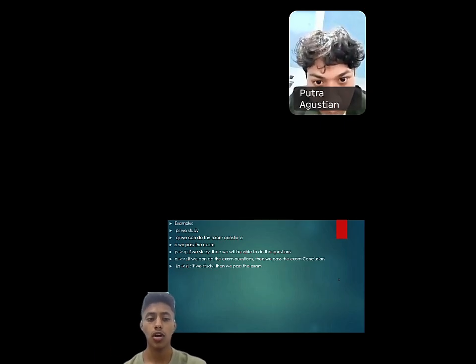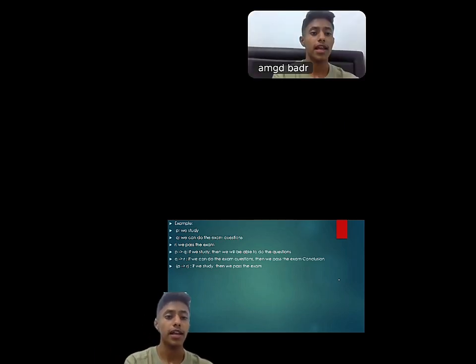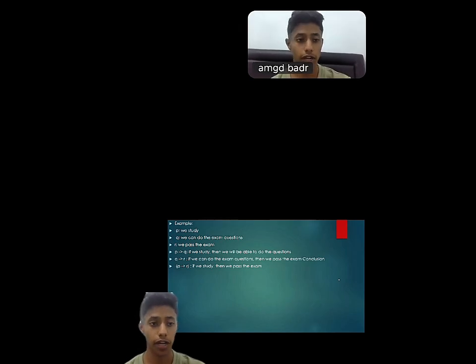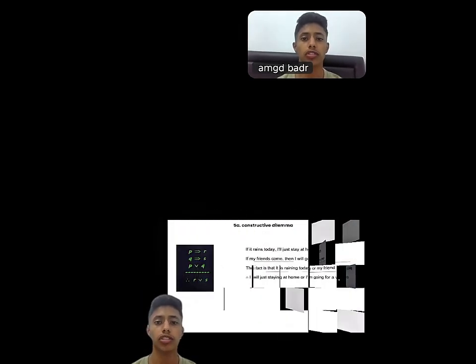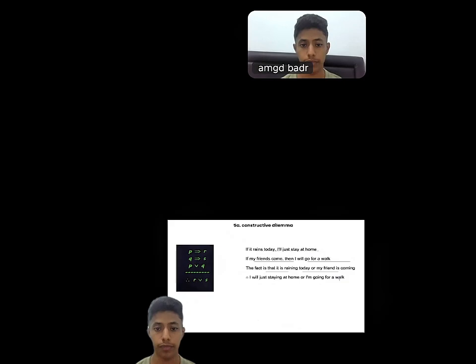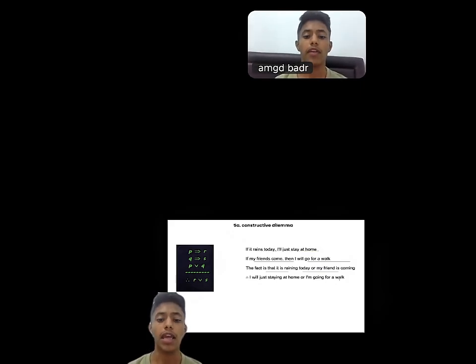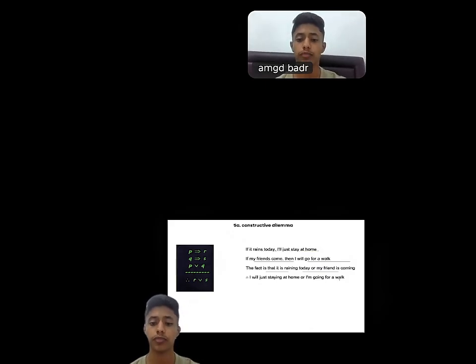So now the last point I will explain, with Corinne, is about constructive dilemma. It's a type of logic rule that says if one of two things happens, then one of the two results will also happen. That means if one of two conditionals is true, then one of two corresponding results must also be true.